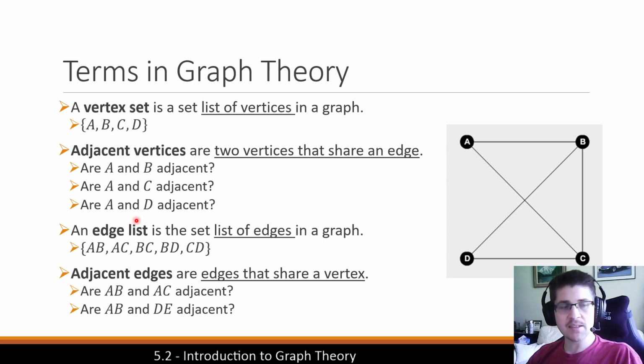An edge list would be a list of all of the edges in a graph. Basically, what are all the lines? And here we have 1, 2, 3, 4, 5. As you can see, we describe edges using the 2 vertices that form the edge. You could say, I could call this edge J and this edge Q, but that's not how it's typically done in graph theory.